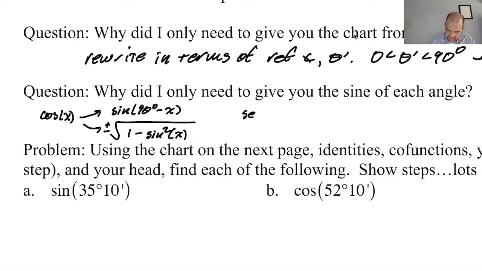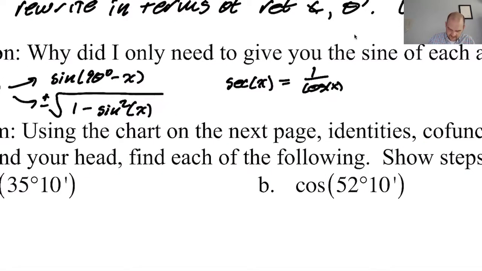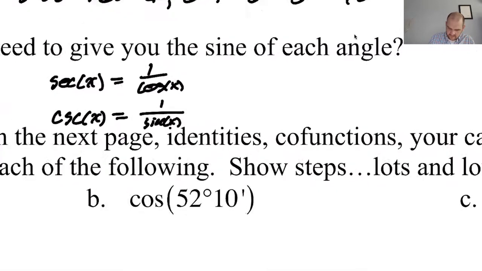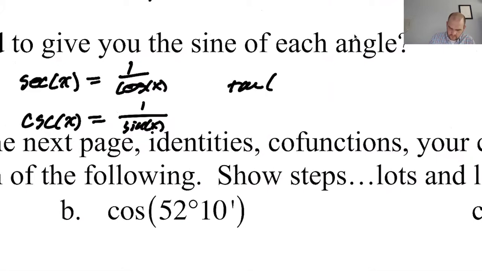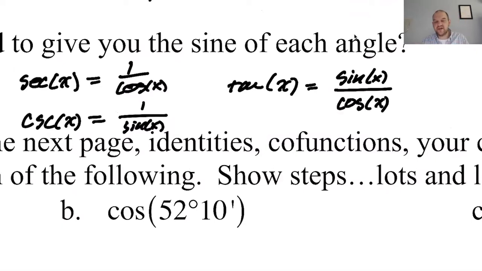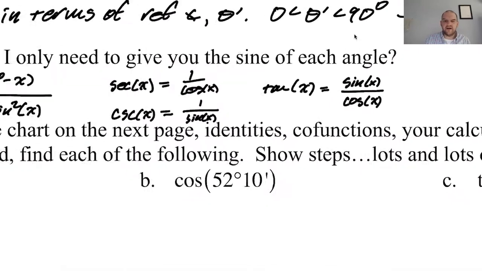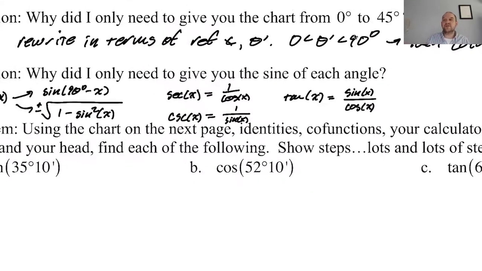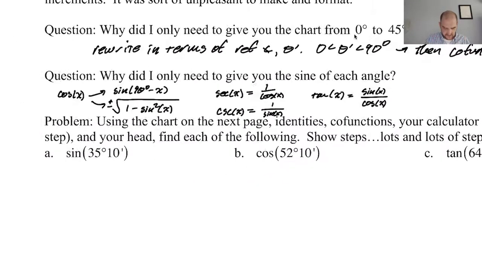Because think about it. Secant is 1 over cosine, and then you can go to sine. Cosecant is 1 over sine, and then you're already at sine. Tangent is sine over cosine, but we know that we can turn cosine into sine using one of those first two things. And then cotangent is a reciprocal. So the only thing you actually need is sine between 0 and 45. It's insane. It blows my mind that we can do this.